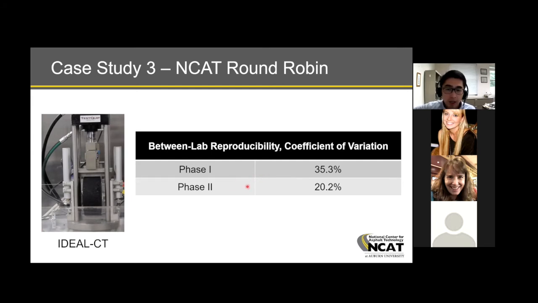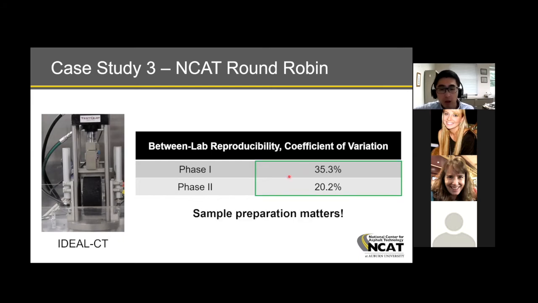But if we look at the number we got for phase 2, which is 20%, and compare those numbers, the additional 15% variability was attributed to the sample preparation. So this definitely highlights the importance of sample preparation on the performance test result.